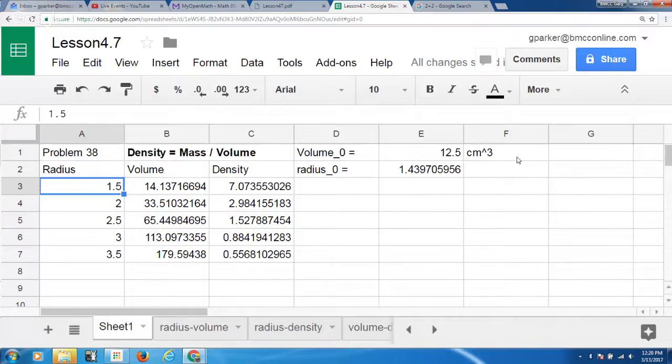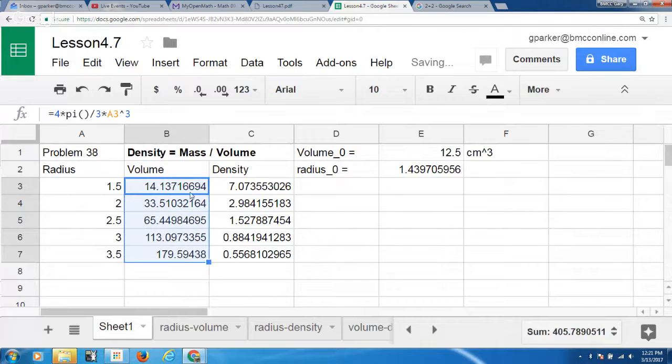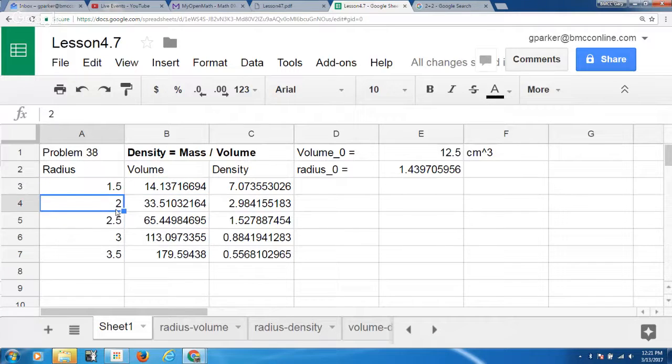So over here, I made some calculations, and let's see if I did them right. So here I'm assuming the radius is 1.5, which is just a little bigger than what I have, 2, 2.5, and 3. The volume of a sphere is 4 pi, this is how you enter pi on a spreadsheet, divided by 3 times the radius, which is located in column A, cubed. So here I just typed in that formula, hit enter, and then filled it down. So that gives me the volumes of balls that have radius 1.5 centimeters, 2 centimeters, 2.5, and 3.